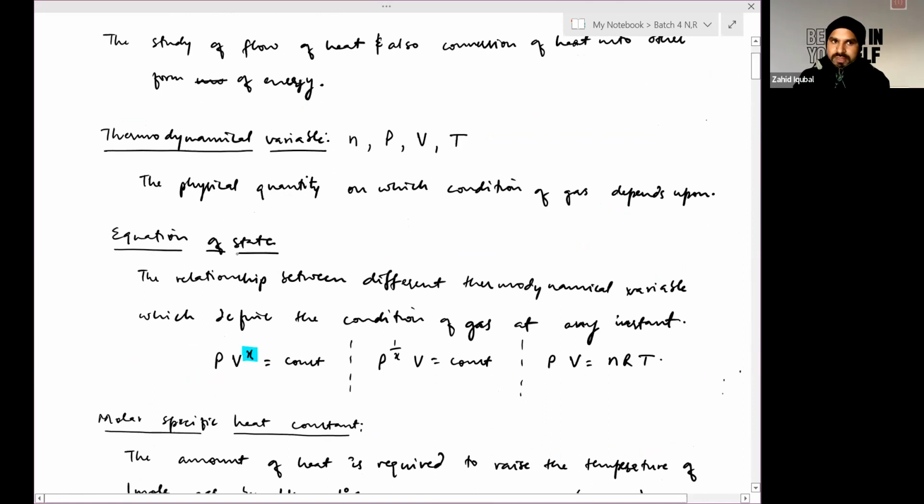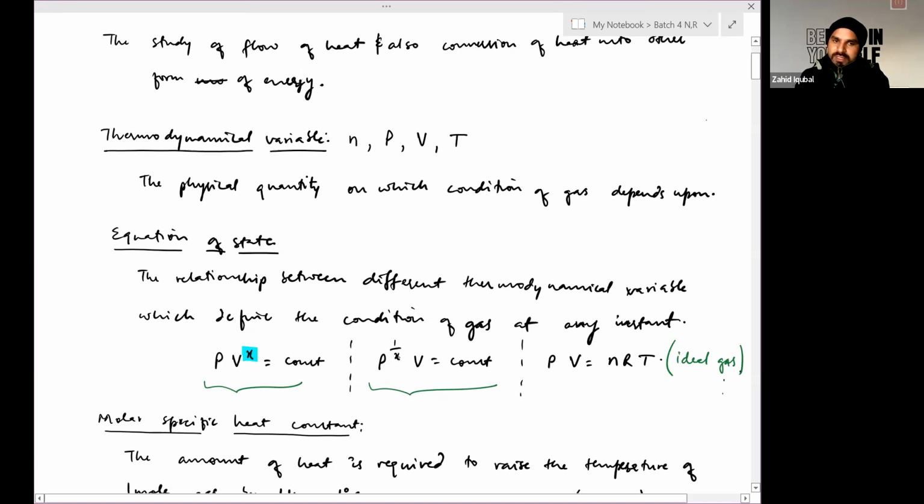In general, the equation of state for any particular gas will be PV to the power x, or P raised to 1 over x, V equals to constant. So you may use the left hand side expression, or the middle one, or the right hand side. This is valid only in case of ideal gas. In this part, since I have to make this volume constant, what should be the value of x for which this term of pressure will vanish? So x will be infinity.